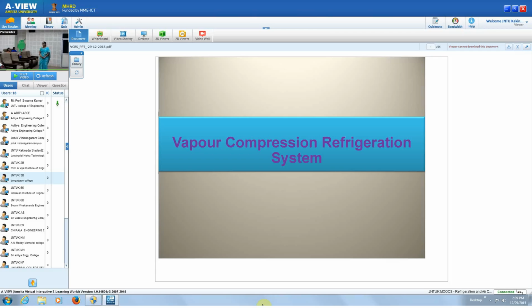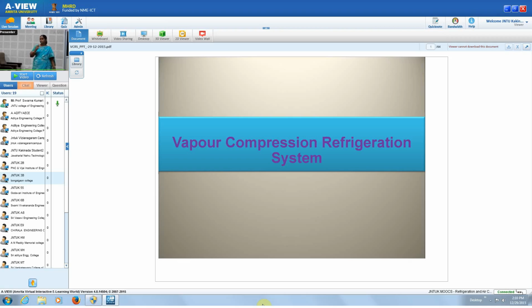Refrigeration system, the refrigerant is air. Okay. So let us see the mechanical refrigeration in that vapor compression refrigeration. So the main difference with air refrigeration and vapor compression refrigeration is that here the refrigerant is a substance which can change its phase. Okay, so it may be converted from liquid to vapor or vapor to liquid.